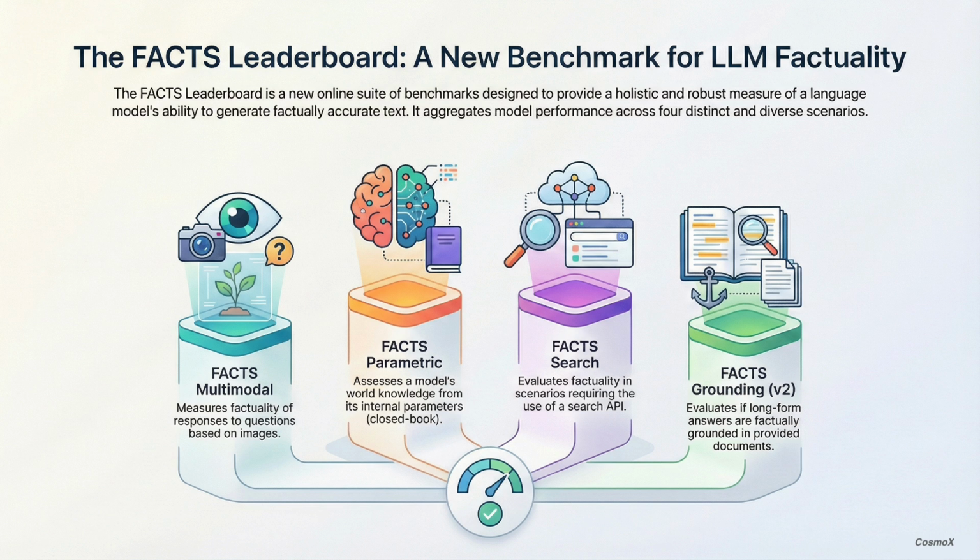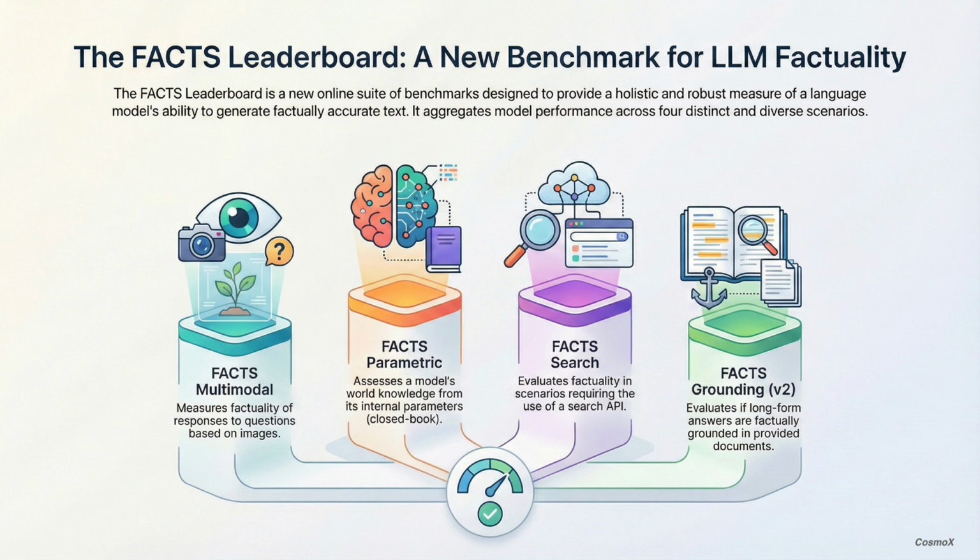And that just shows you how seriously the industry is taking this problem. What's really fascinating to me is that they get that factuality isn't just one thing, it's layered. So it's not just a single test then? No, not at all. The final score is actually an average of 4 different sub-leaderboards. Each one tests something unique to get a balanced view. Okay, so let's walk through those 4 pillars.